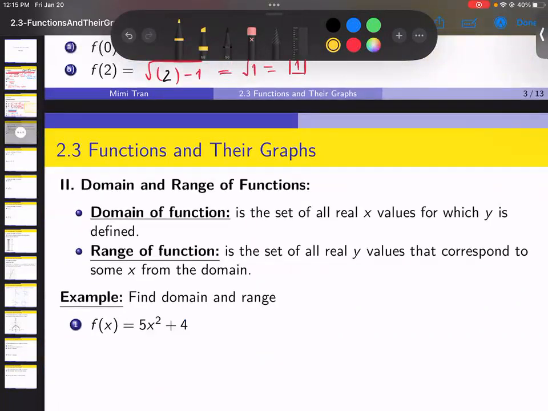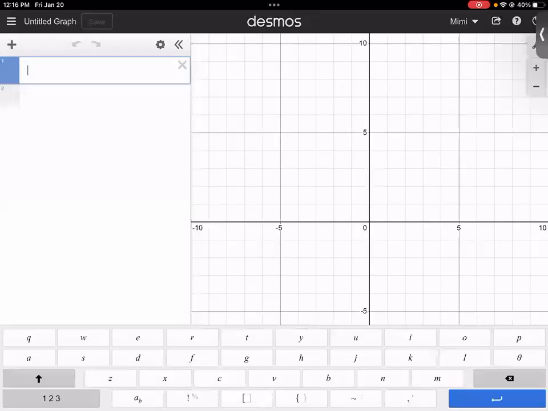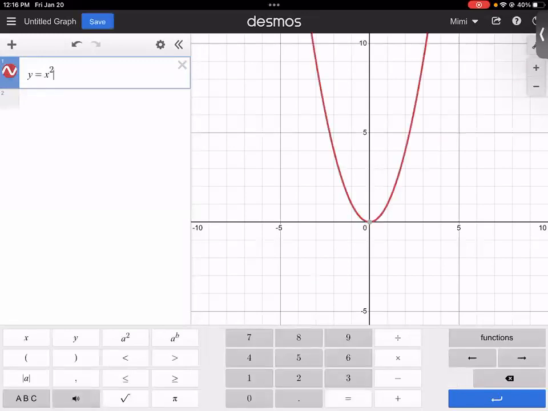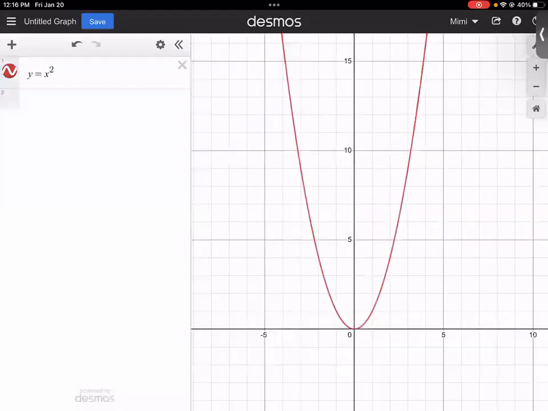Now, if I give you a graph, it's easy to eyeball the graph, right? And then tell me the domain and range. So say here, for example, if I have y equal this, what is my domain? What is the domain, by the way? All the x values, right? So you want to look at the x-axis. Yes, everything, right?